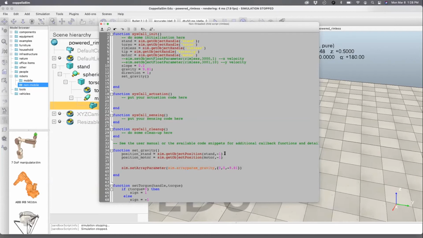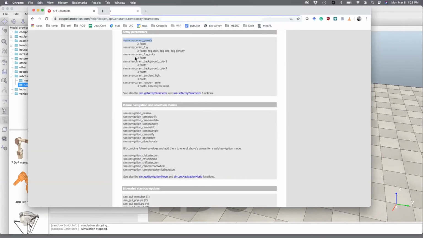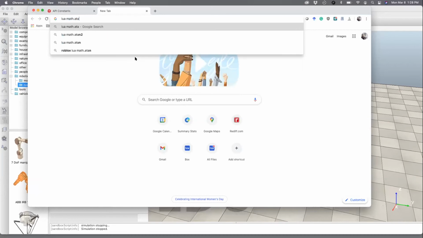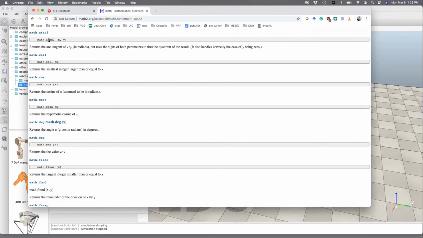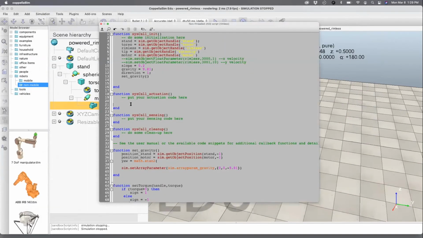Okay, we got that. Now let's find the yaw angle. That's going to be math.atan2, and we can actually check the syntax of this. Lua math.atan2. There it is. So the way atan2 works is, if you want to find the inverse tangent of x divided by a, then you give x comma y. In this case we want to find y divided by x, so I need to give it as y comma x. So let's give the y coordinate first.